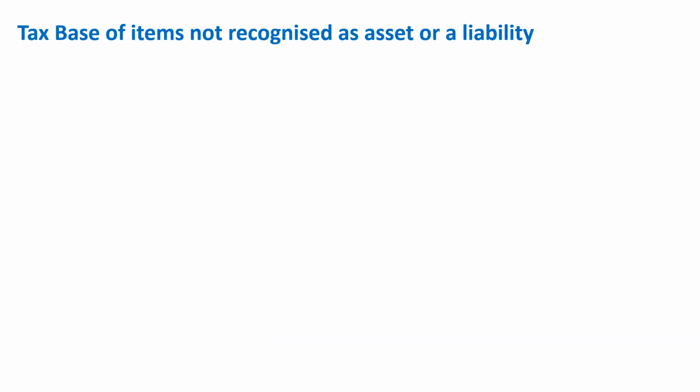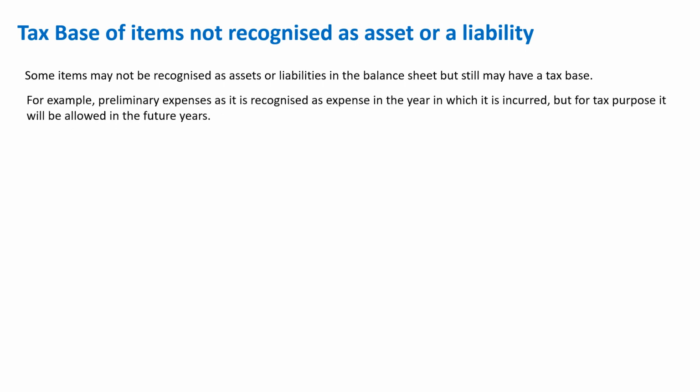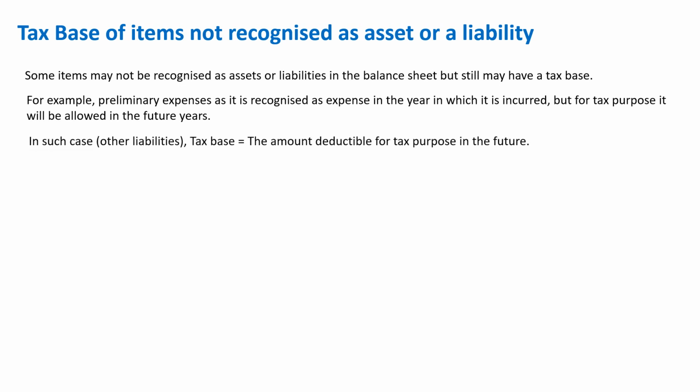Tax base of items not recognized as asset or liability. That means in the accounting records, these items are not reported as an asset nor a liability. So let's see what the cases are and how it has to be recorded for deferred tax purpose. Some items may not be recognized as an asset or liability in the balance sheet, but still may have a tax base. For example, preliminary expenses, as it is recognized as expense in the year in which it is incurred, but for tax purpose, it will be allowed in the future years. In such case, tax base equals the total amount which is deductible for tax purpose in future.